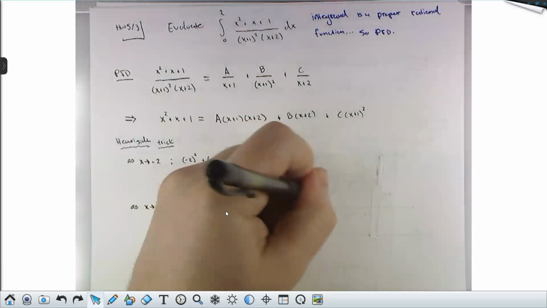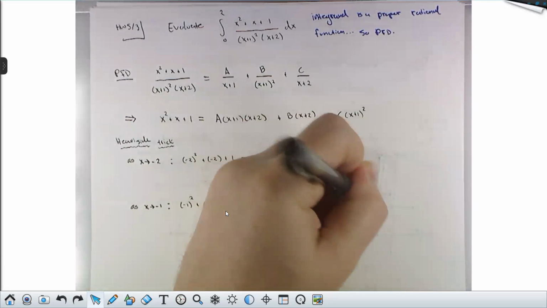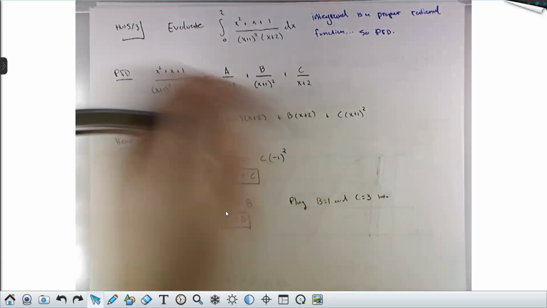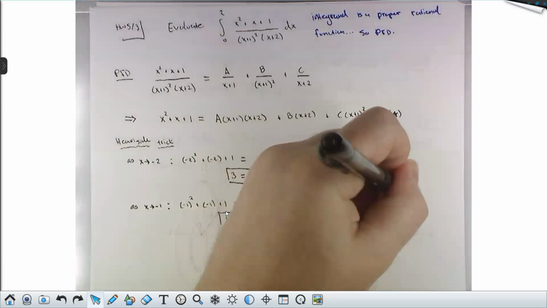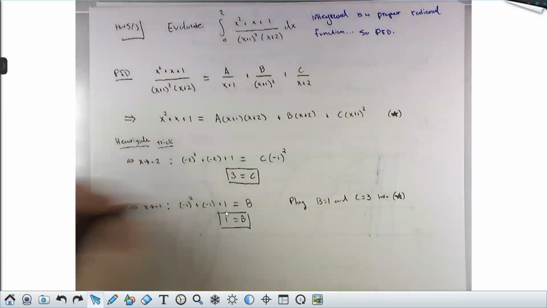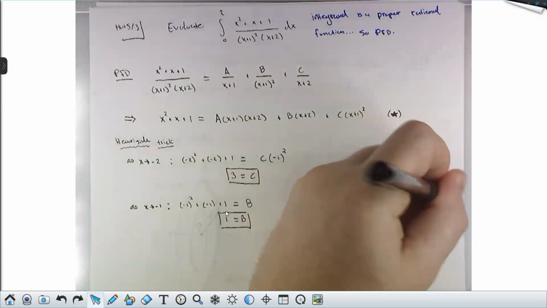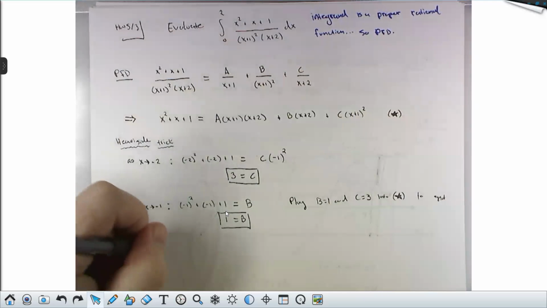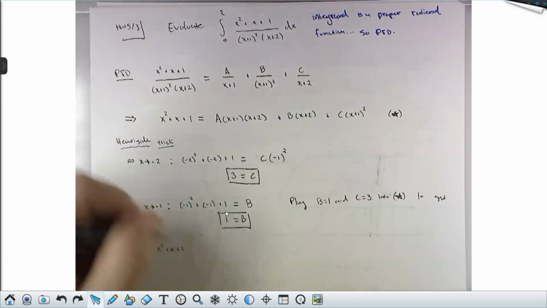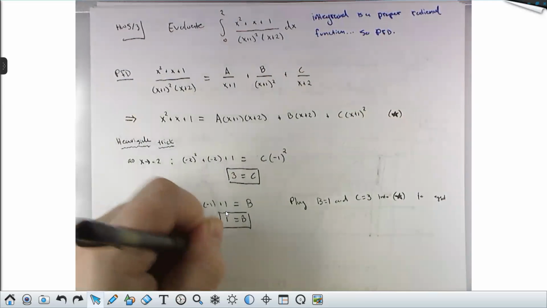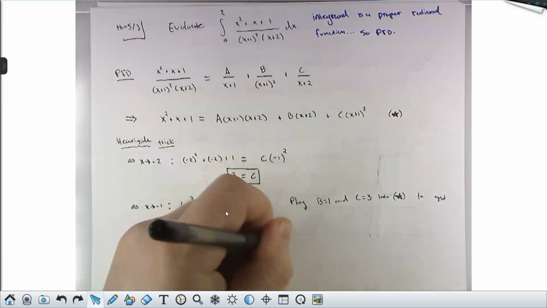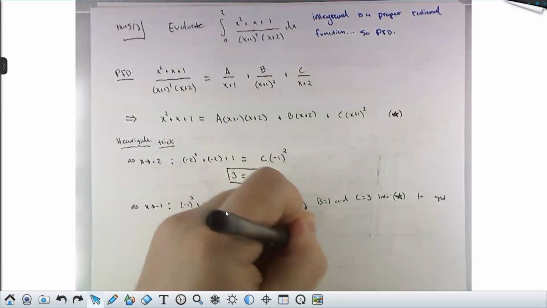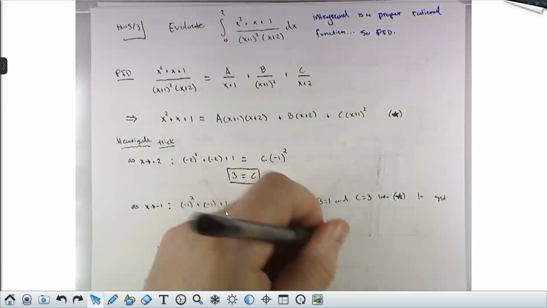I can plug b equals 1 and c equals 3 into this equation here, which we sort of got in the habit of calling star, to get a new equation. x squared plus x plus 1 equals a times x plus 1 times x plus 2, plus just 1 times x plus 2, plus 3 times x plus 1 all squared.